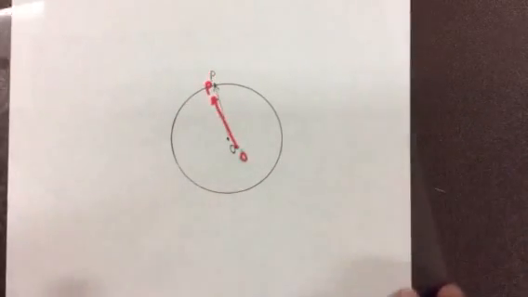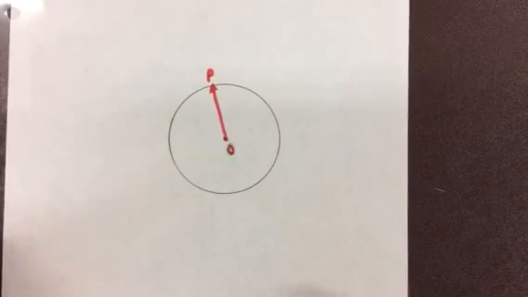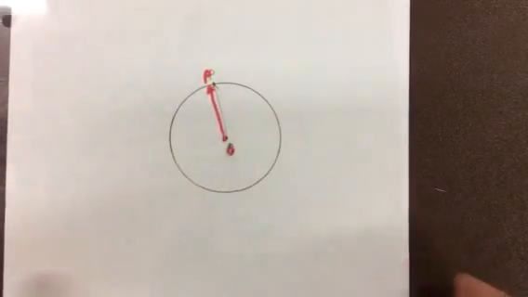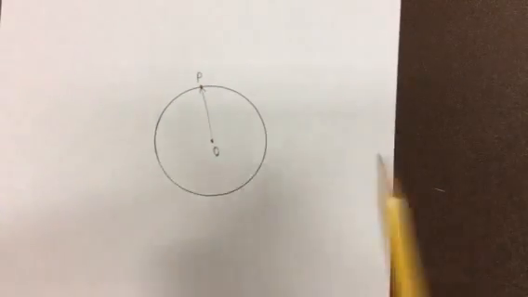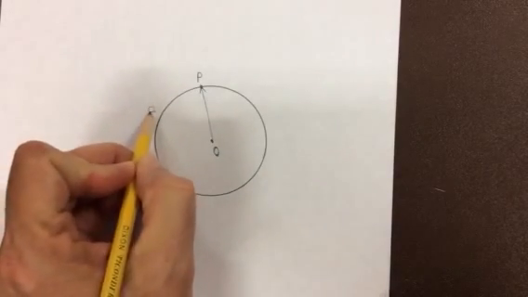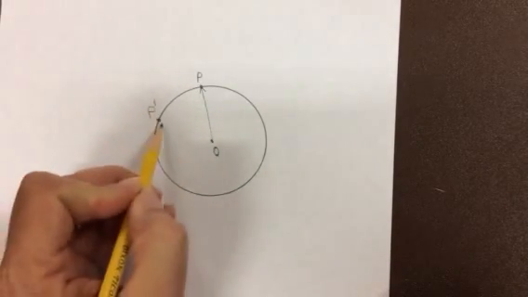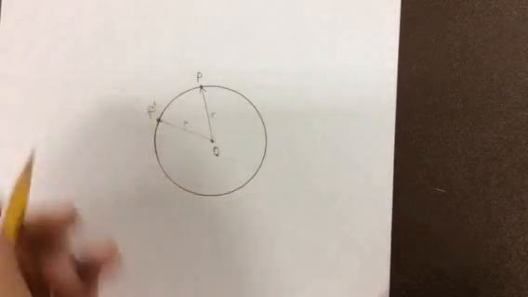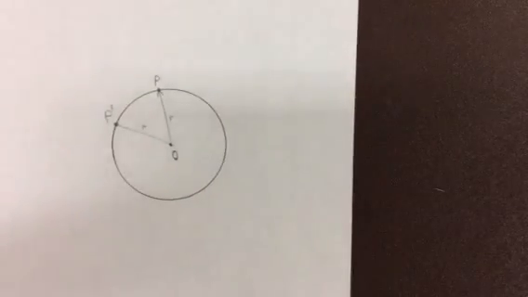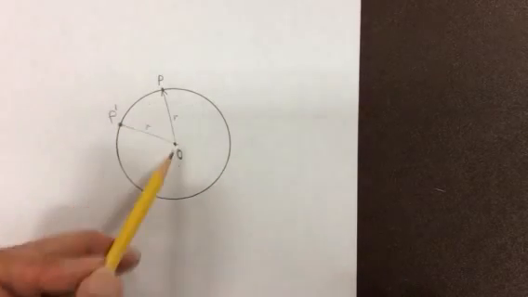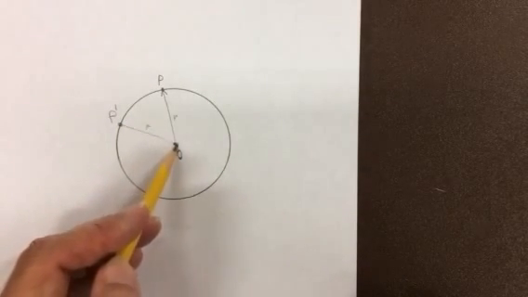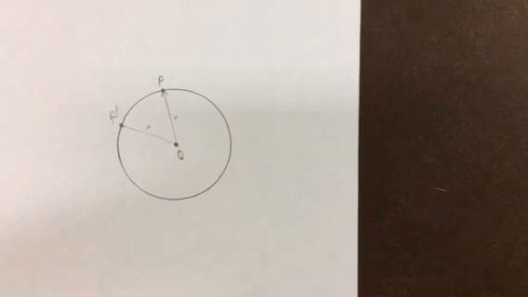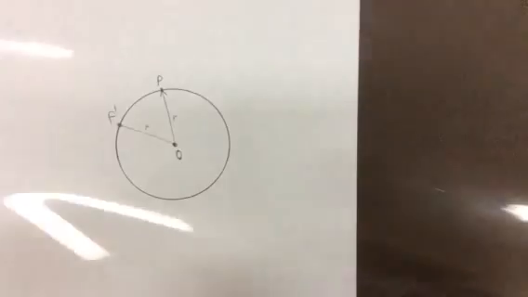So that's a feature of rotations, that the images will always be equidistant from the center. So if this is P prime right here, this radius R doesn't change for any given circle. So the image is always going to be the same distance from the center of rotation.